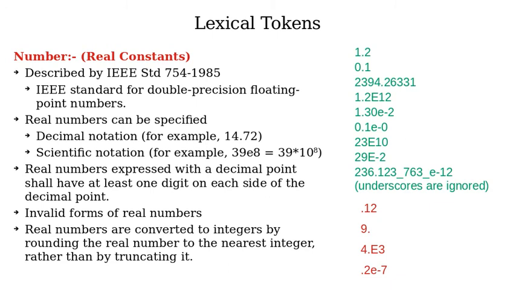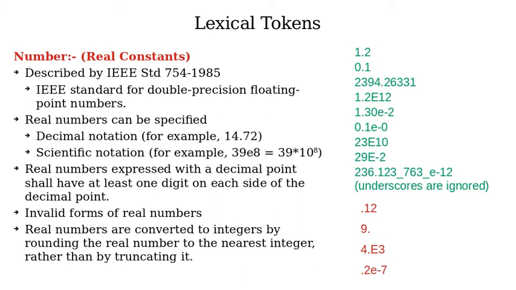The second type of numbers is real constants. They are described by IEEE standard 754 from 1985. This IEEE standard is used for double precision floating point numbers. Real numbers can be specified by decimal notation and by scientific notation. Real numbers expressed with a decimal point shall have at least 1 digit on each side of the decimal point.